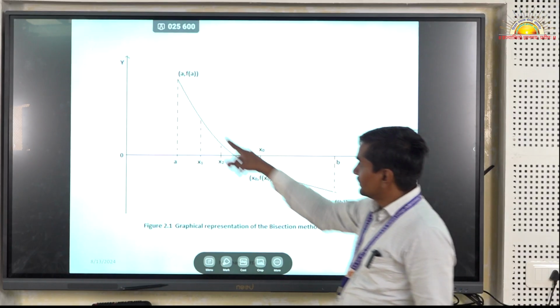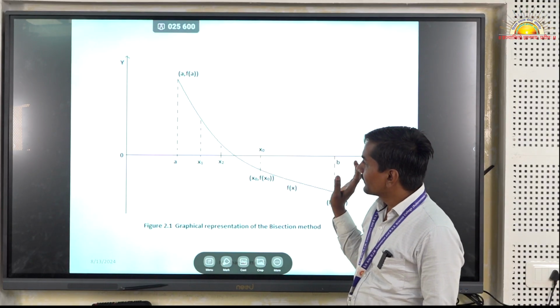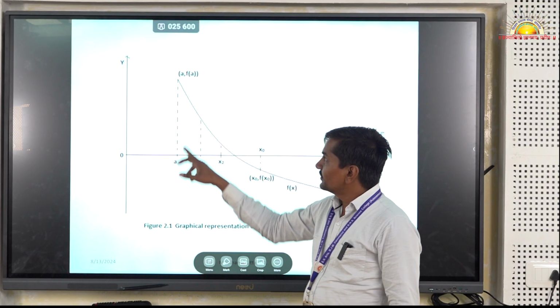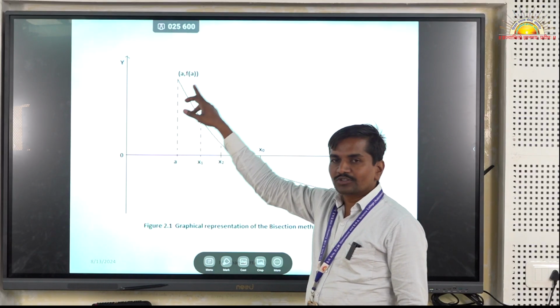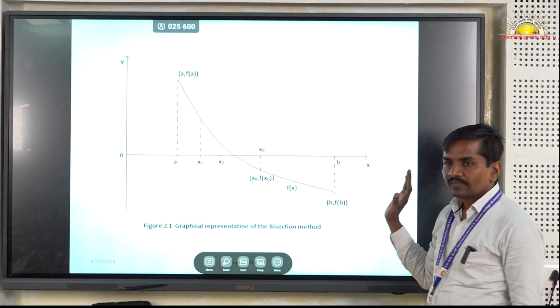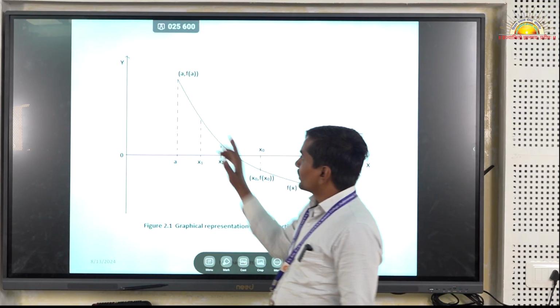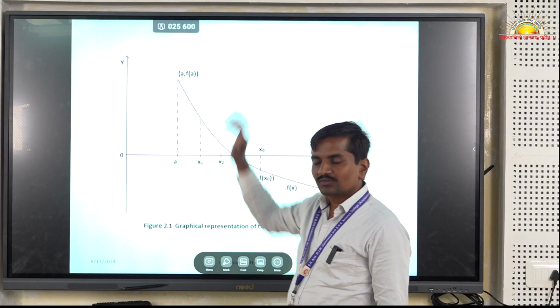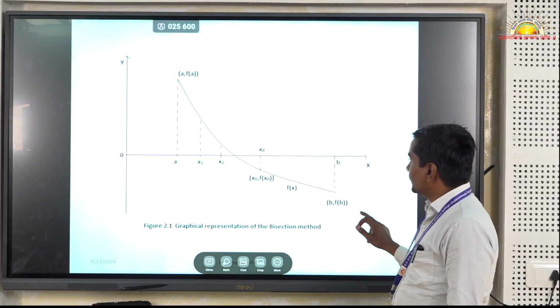Now for simplicity, let us see this graph. In this graph, the value of the function at a is positive and the value of the function at b is negative. Is that clear? Okay. For simplicity, we assume that f of a is positive and f of b is negative.